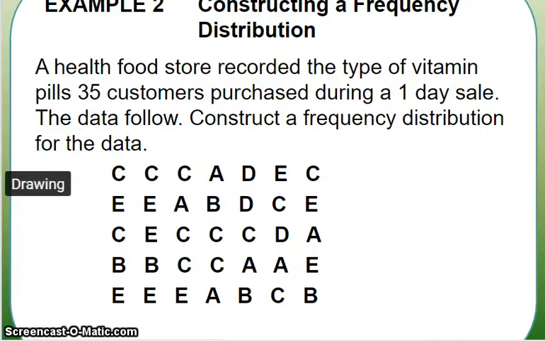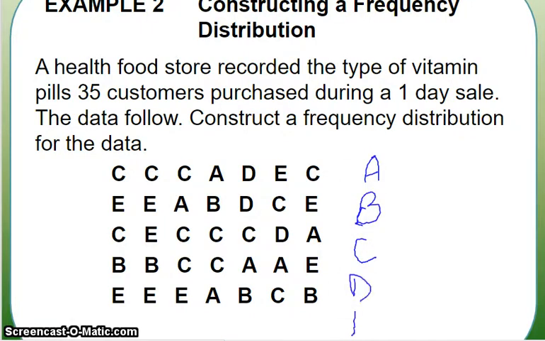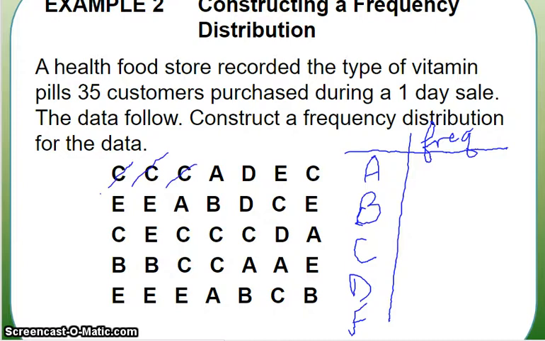So what we're going to do is put in our different kinds of vitamins. We're going to say A, B, C, D, and E. And then we're going to put our frequency next to it. So I've got the vitamin type and then I've got the frequency. And then I'm just going to tally the information in. So I've got 1, 2, 3 C's. I'm going to put some lines in here so I can keep myself organized.